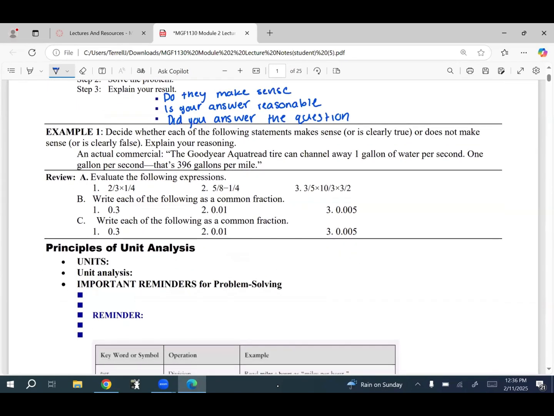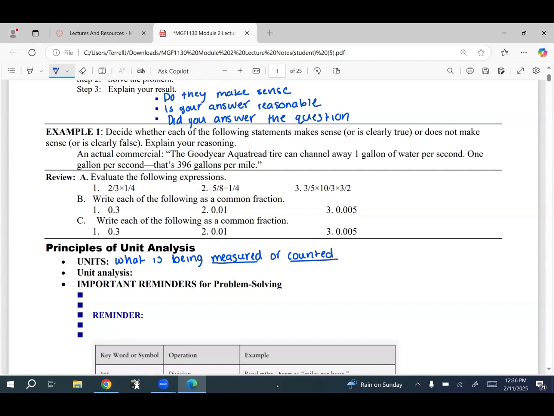So I'm going to move to where it says principles of unit analysis. And so today we're talking about units. Units are quantities or things that we're counting or measuring. So units we can say are what is being measured or counted. Those are units. So we deal with units all the time.